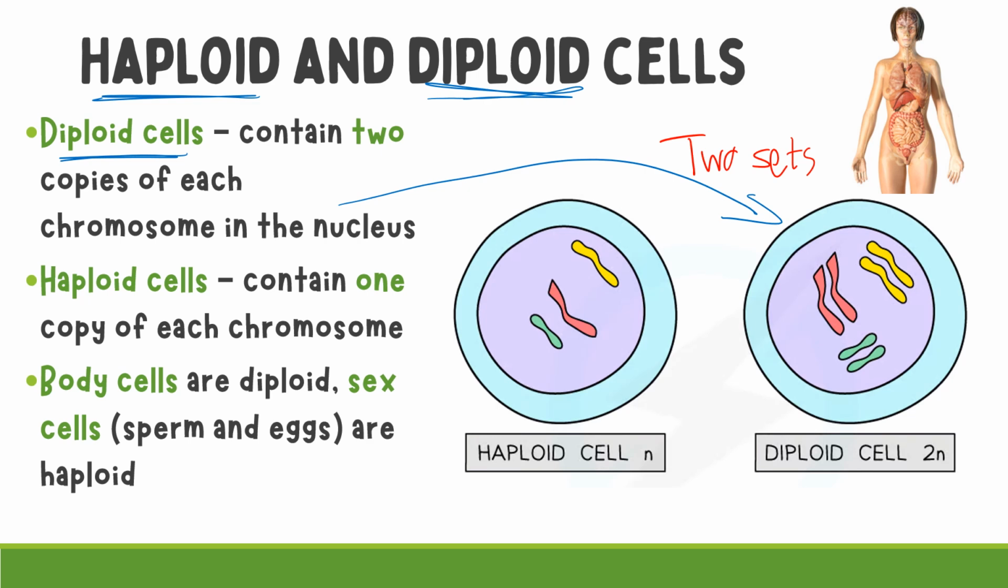And haploid cells are the opposite. They only have one complete set of chromosomes, so one copy of each chromosome. So in this case, for this species, there's only 3 chromosomes in a haploid cell.